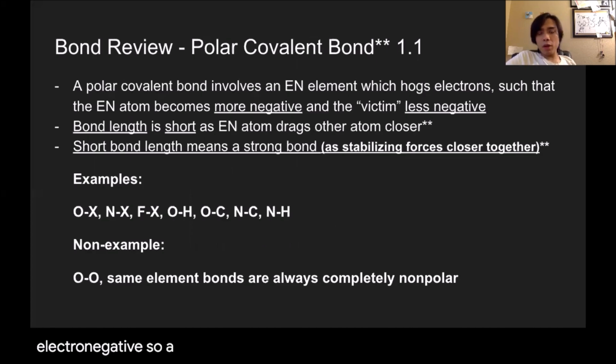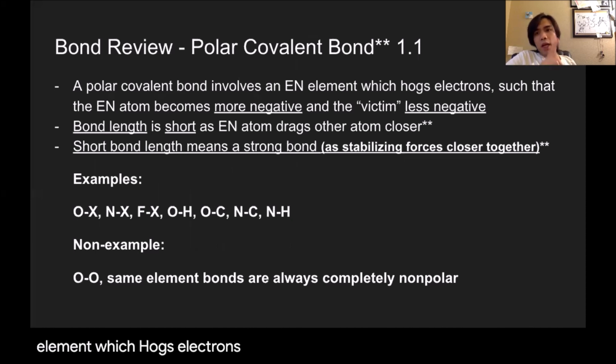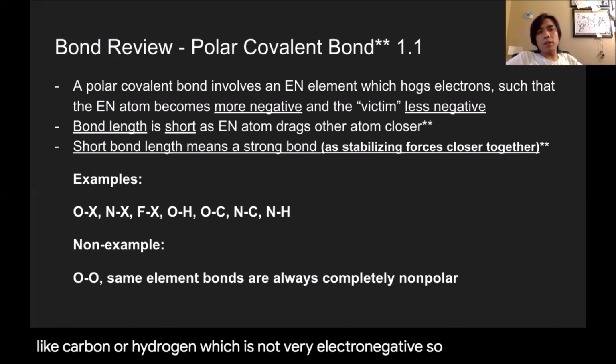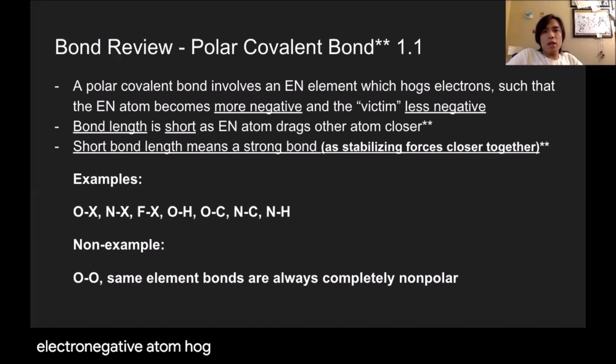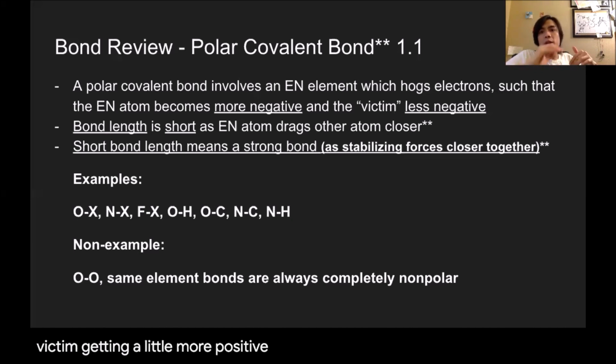So a polar covalent bond is one that involves an electronegative element which hogs electrons, bonded to an element like carbon or hydrogen, which is not very electronegative. This results in the electronegative atom hogging that electron, becoming more negative, and the victim getting a little more positive and becoming a little bit less negative.